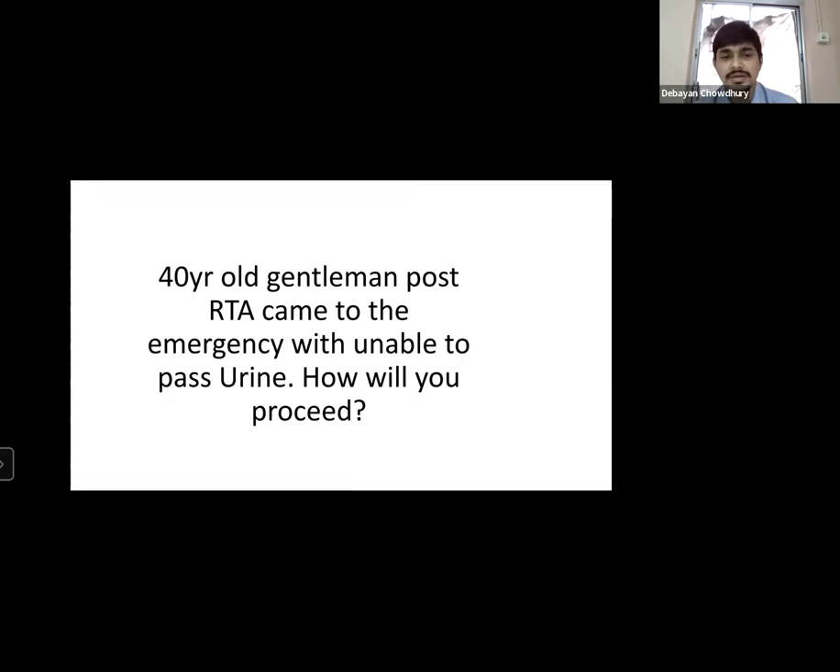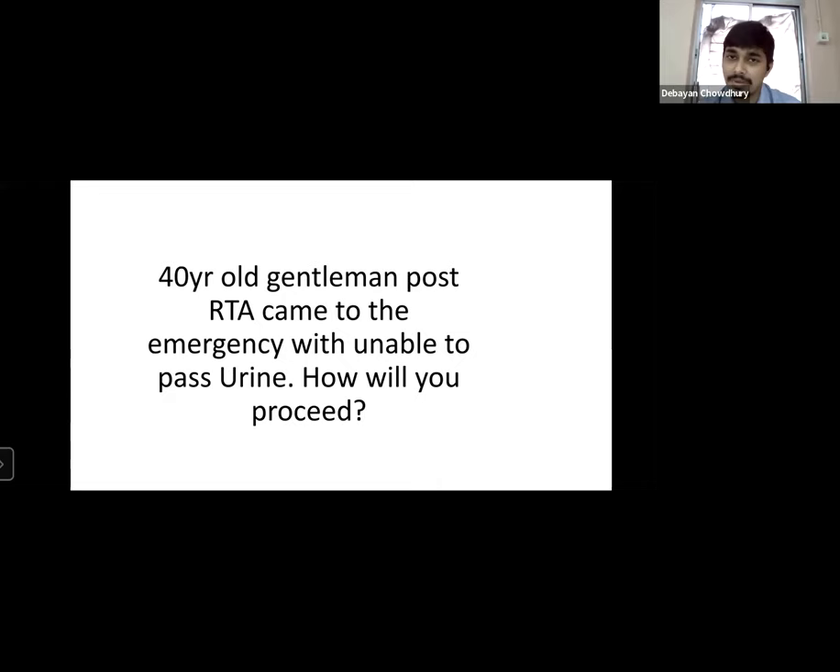Okay. In this patient, we will do a retrograde urethrogram. Sir, we will, if we have the facility of retrograde urethrogram in our hospital, then we will go for a retrograde urethrogram. If we see that there is no major transection, high riding prostate or like those things, then we will try for catheterization, a single attempt of catheterization by the most experienced surgeon and with ample lubrication.